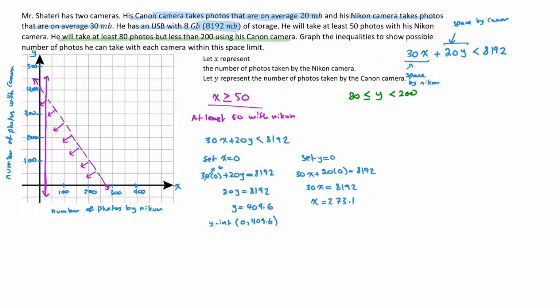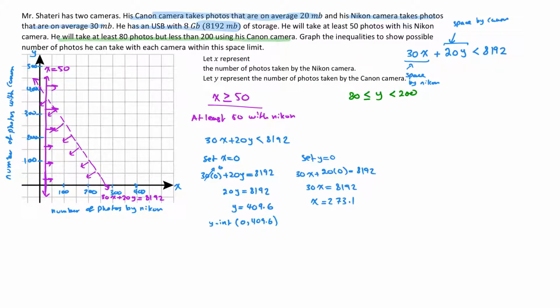and is larger, so I will have to do this region over here. So that's the right region. And I will write that this is x is equal to 50, and I will write that this one over here, the first one that we drew, is 30x plus 20y is equal to 8,192.